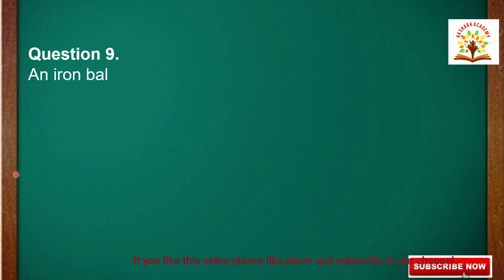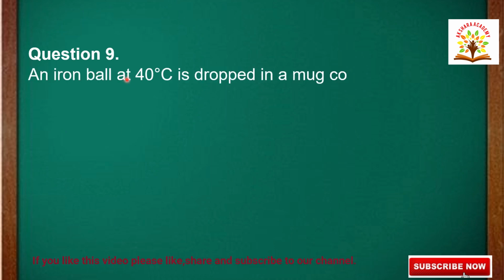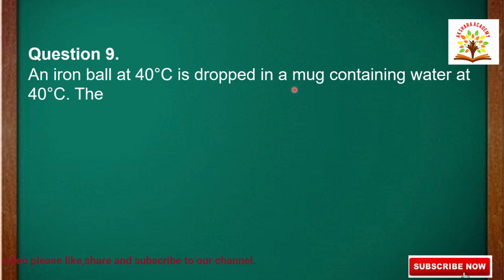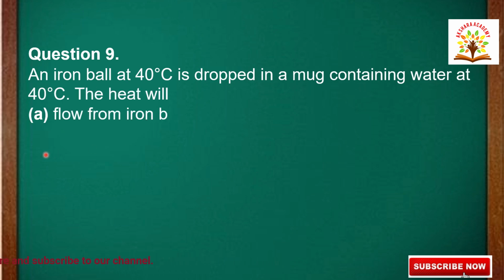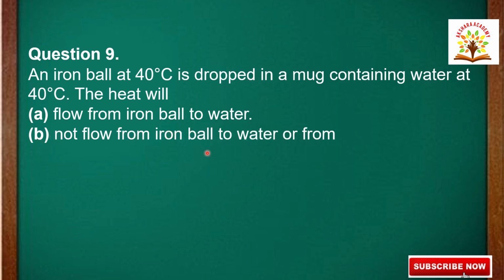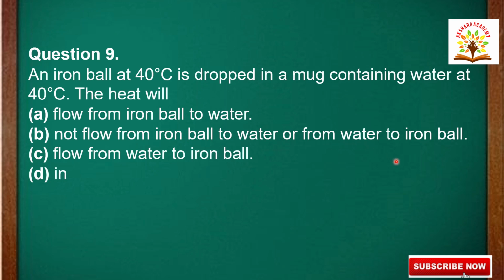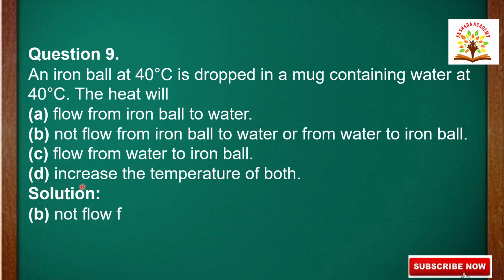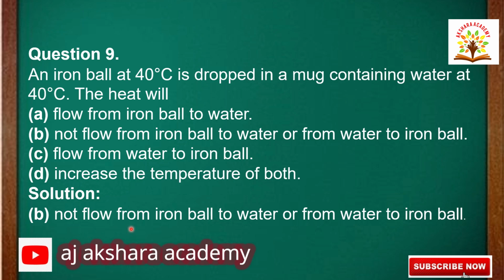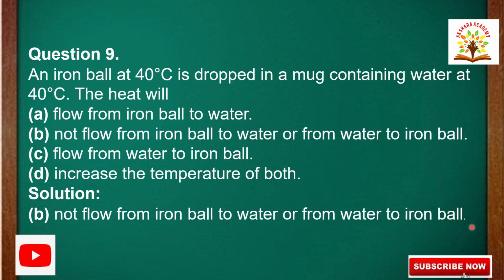Question number 9. An iron ball at 40 degrees centigrade is dipped in a mug containing water at 40 degrees centigrade. The heat will: first option, flow from iron ball to water. Second option, not flow from iron ball to water or from water to iron ball. Third option, flow from water to iron ball. Fourth option, increase the temperature of both. But the solution is: not flow from iron ball to water or from water to iron ball. Go to the next question.